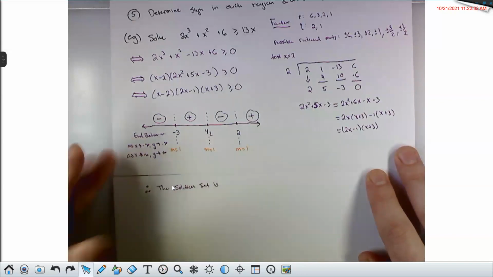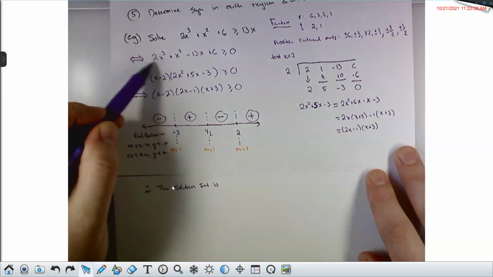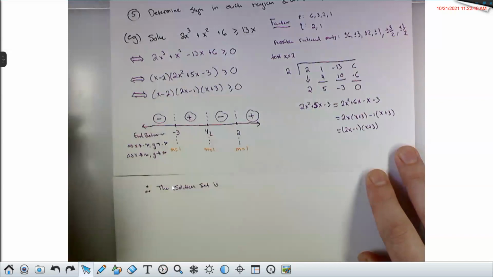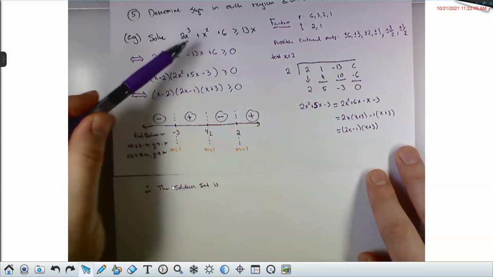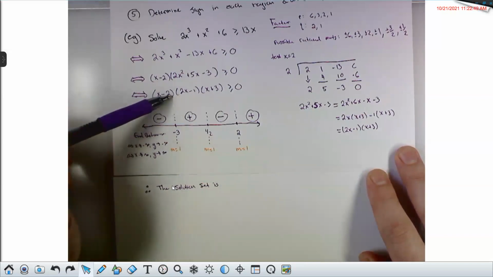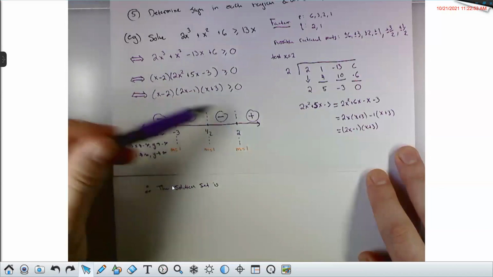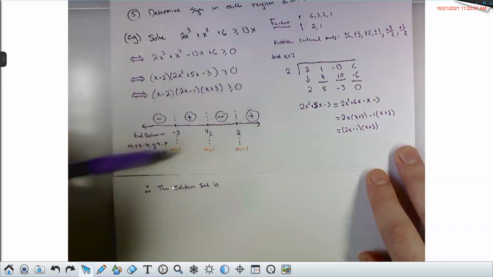Yeah, so the end behavior here comes from this term. It's because the lead coefficient is positive and the degree is odd. All right, so my inequality is equivalent to this inequality. This inequality I can solve from this sign chart, this number line. What is my solution set? Where is this thing greater than or equal to 0?